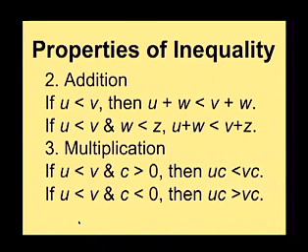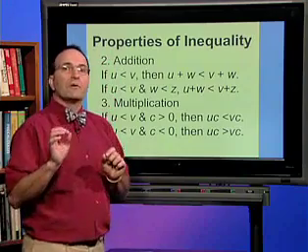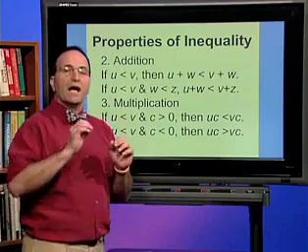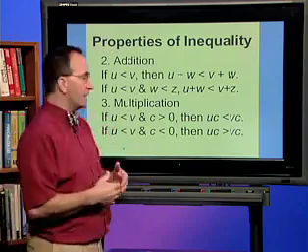The property of multiplication tells us if u is less than v and c is greater than 0, then u times c will remain less than v times c. If, however, c is negative, then u times c is going to be greater than v times c. That is to say that we have switched the direction of the inequality symbol. All right, the above properties are also true if you replace the less than sign by a greater than sign. And there are similar properties for greater than or equal to as well.